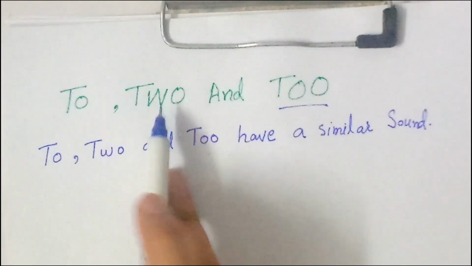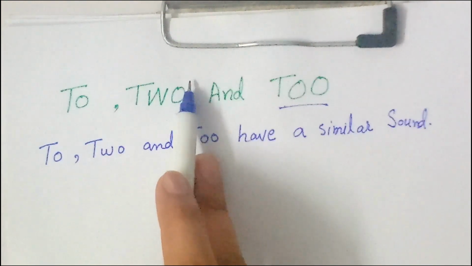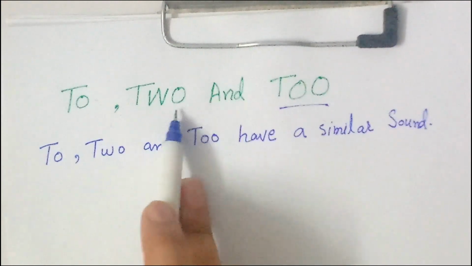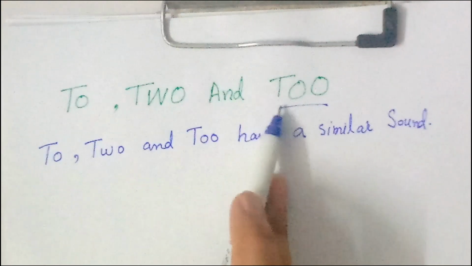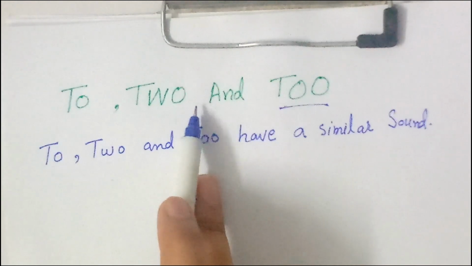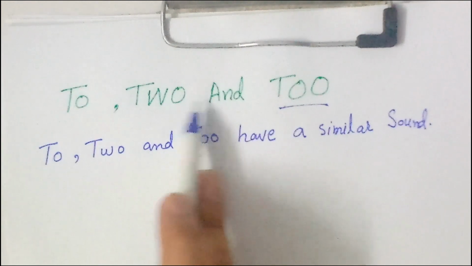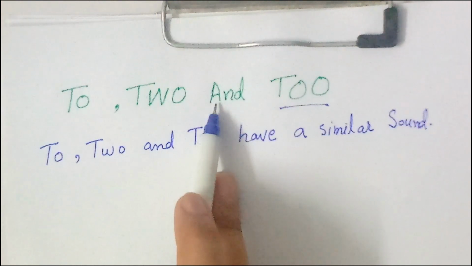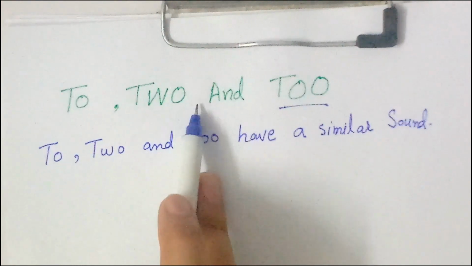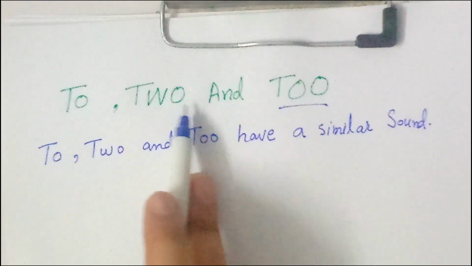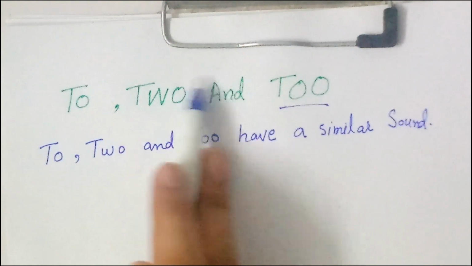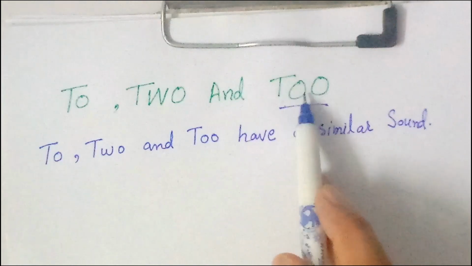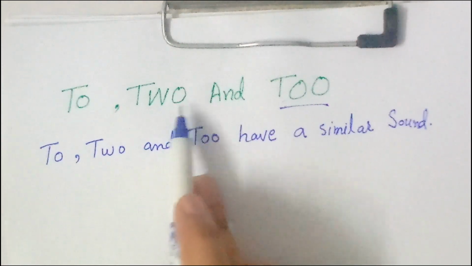Now, just to be clear, this "two" is also pronounced the same, but it can't be used instead of either of them. It has a different use because it's a number. This number 2 can be used as a noun or an adjective. A good way to remember the difference is that "too" has two O's, and "to" has one O.